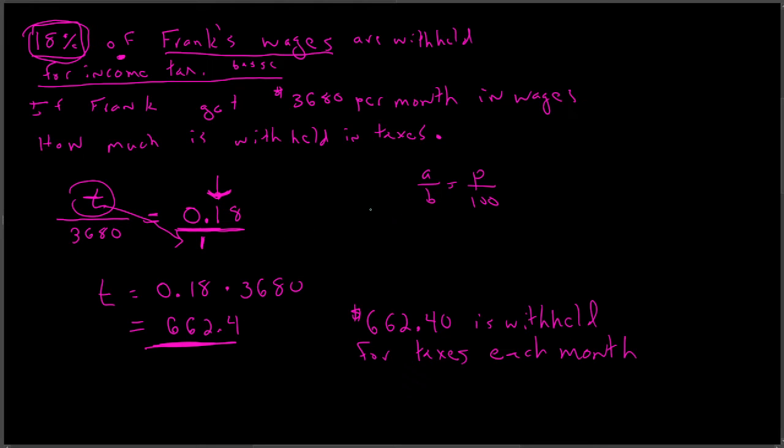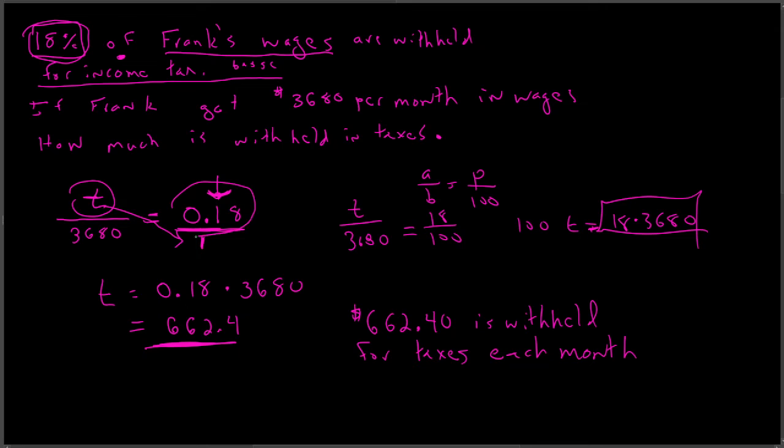Now, the other way we can do this is with the setup where we have 18 over 100. And if you cross multiply, you'll get 100t equals 18 times 3680. When you divide this back out, you'll get the same answer, and you can do this in the calculator. I find it useful when doing percentages to do them in their decimal form, so that we don't have to worry about that 100 down there. And so this is a common way we use percentages. They are used as rates for withholding on taxes. Let's look at another one.